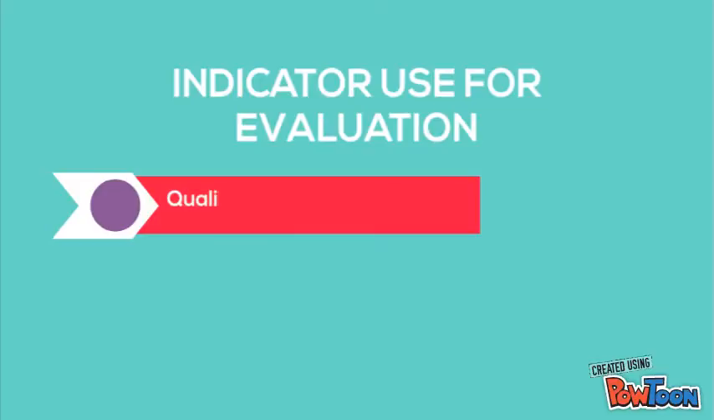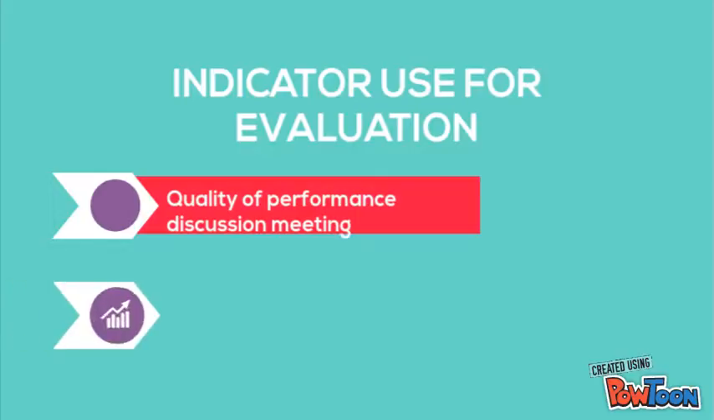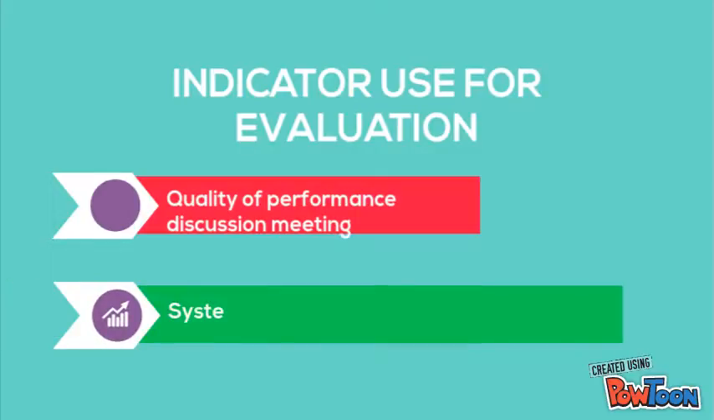Quality of performance discussion meetings is measured by a confidential survey distributed to all employees regularly in order to find out how supervisors are managing the performance discussion meetings. System satisfaction is where a survey is distributed to assess the perception of system users, both raters and ratees.